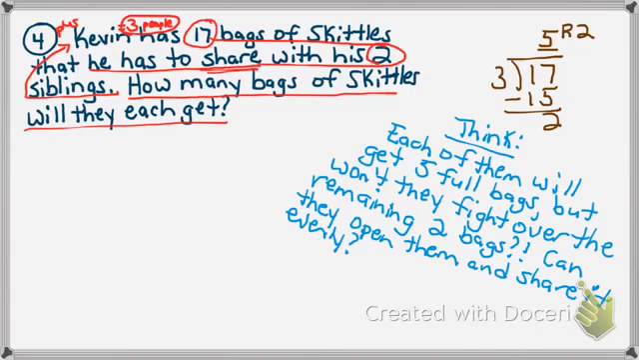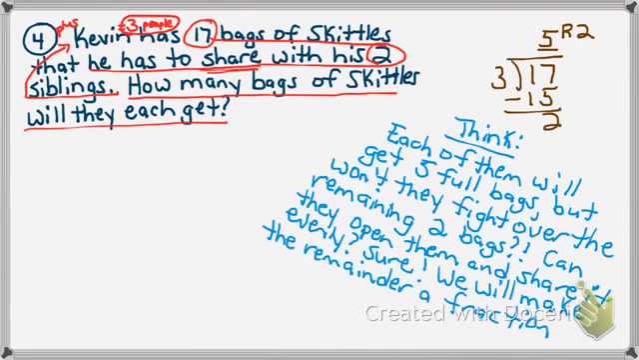Well, let's think about it. Can they take those 2 remaining bags, open them, and share what's inside of it evenly? Sure they can. And if you can share the remaining leftovers, then we're going to make it into a fraction. We do this by putting the remainder on top of the divisor.